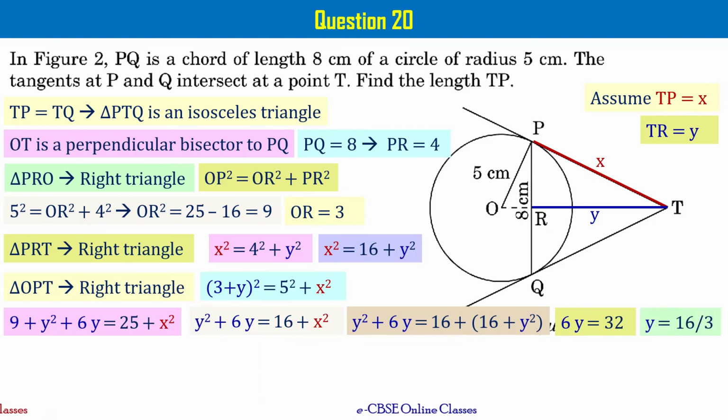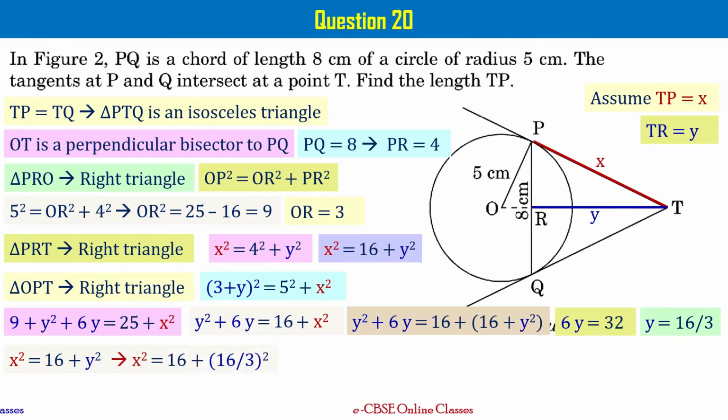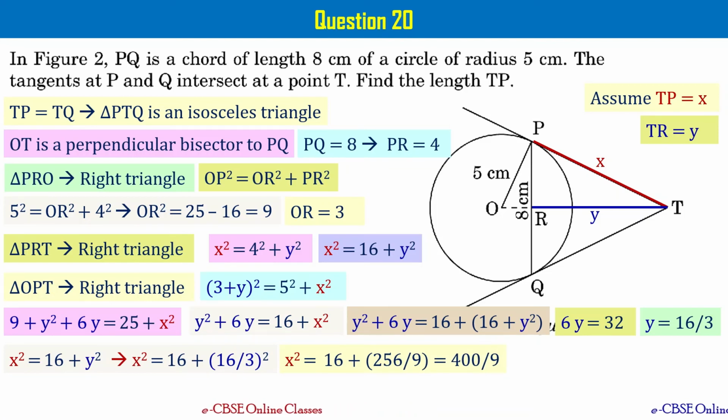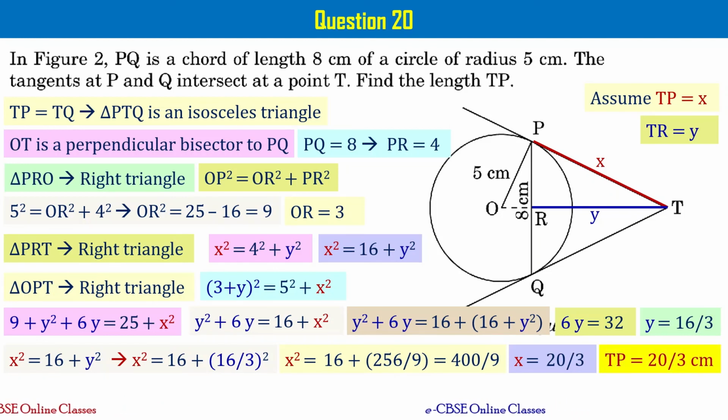It means y equal to 16 by 3, right? And we know that x square equal to 16 plus y square, right? Substitute 16 by 3 for y and simplify such that you get x square equal to 400 by 9. It means x equal to 20 by 3, right? So answer is TP equal to 20 by 3 centimeters. This is what we are asked to find.